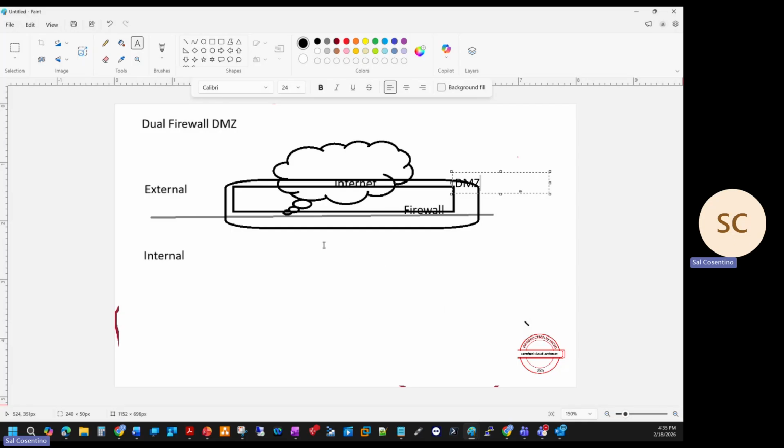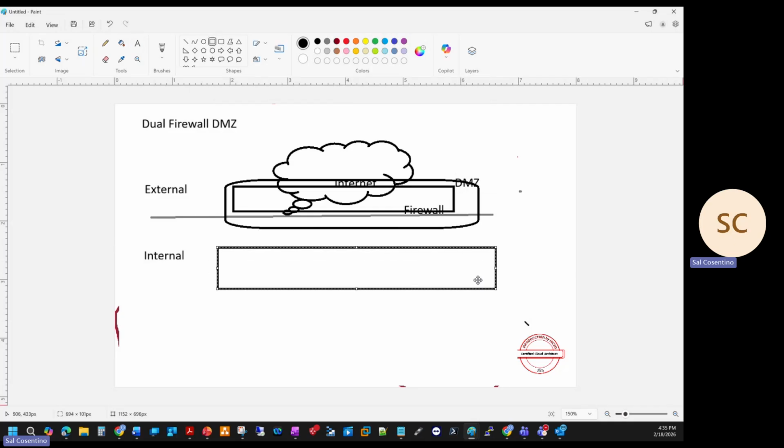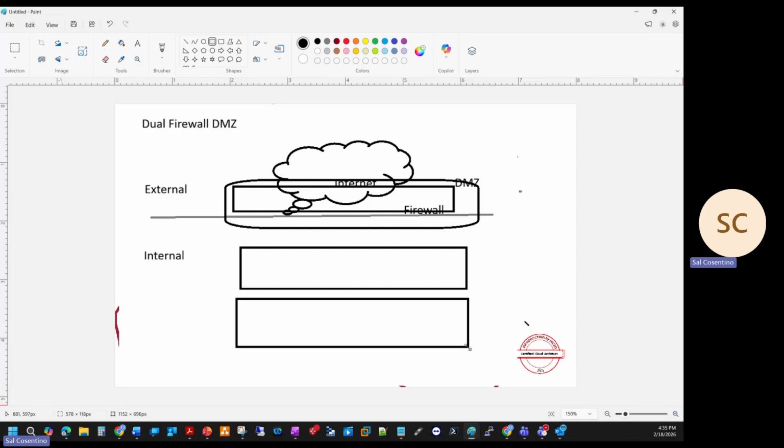So from the DMZ, that'll be connected to your internal firewalls. So you have your external and internal firewall, and then you have your internal network. Does that make sense so far? It's really straightforward. It's all by design. So this is your internal. Remember, we're internal now. And then we'll have our internal network.